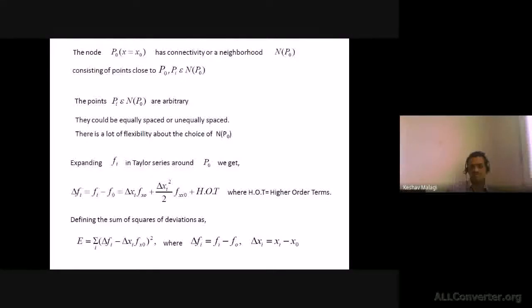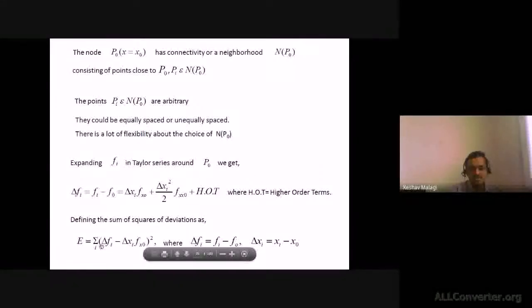So you take that F naught to the left, so you will have Fi minus F naught, which is called delta Fi, equal to delta Xi Fx naught plus delta Xi square Fxx, so higher order terms. Okay, so now what you do is you assume that you are going to truncate and approximate your delta Fi up to only the first order term. That is, you neglect from this order term. So this is the first term which you will neglect. So this is the error which you will commit. Okay, that is why E is defined here.